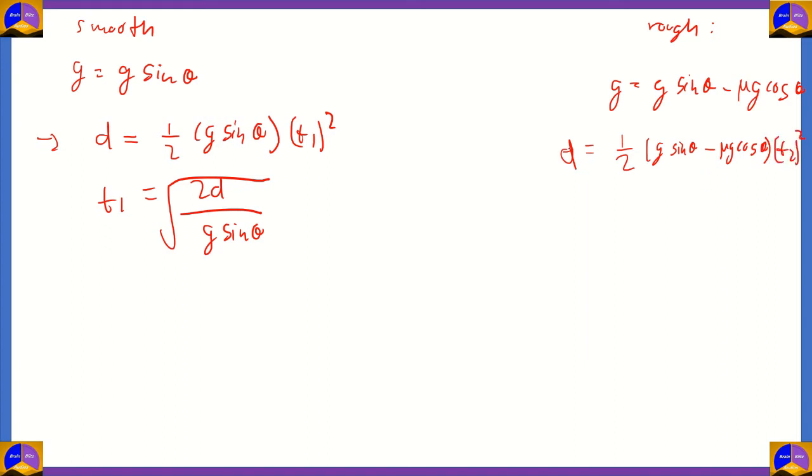Now notice that I'm still using the same variable d because both the planes are similar in every other respect except for the fact that one of its surfaces is smooth and the other one has a rough surface.